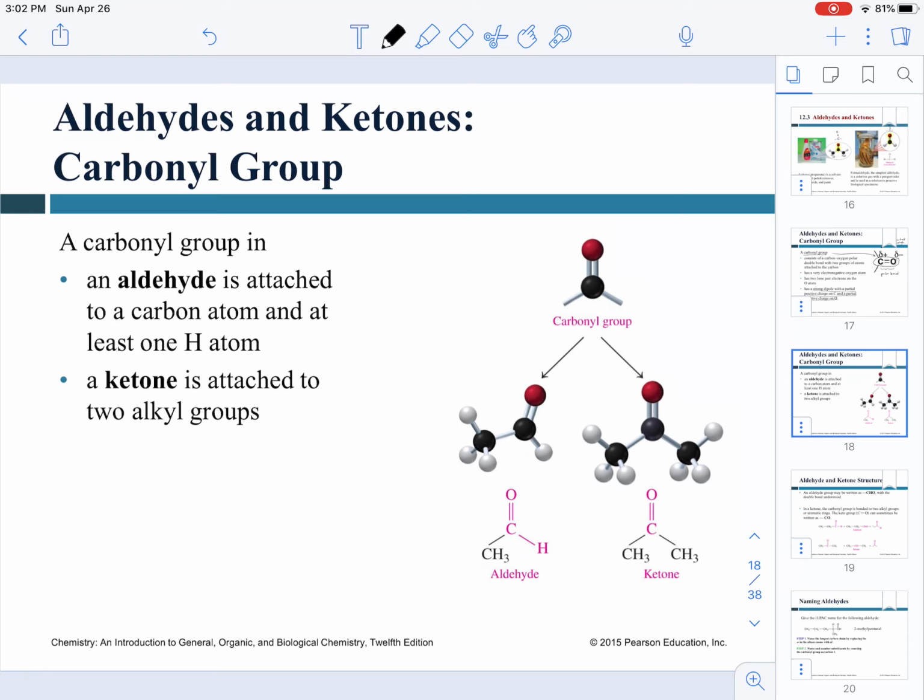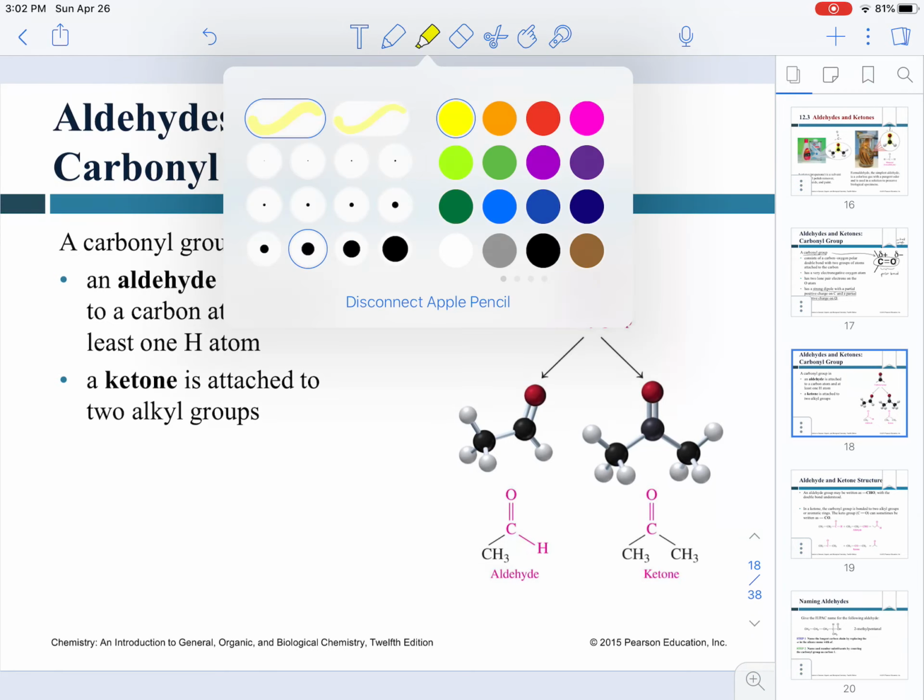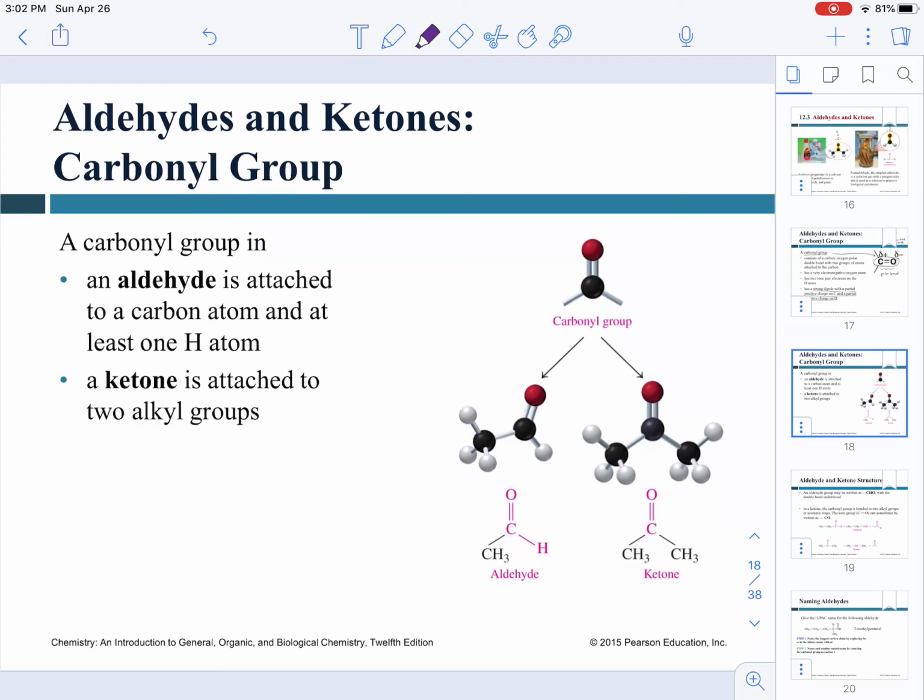So, what differentiates an aldehyde from a ketone? Everything has to do with what is attached to the carbonyl group. In order for a particular molecule to be called an aldehyde, you must have a carbon double bonded to oxygen, and it must be bonded on one side to hydrogen. If we have a ketone, your carbon needs to be double bonded to oxygen, and on either side it has to be bonded to carbon. And that's the difference between the two.